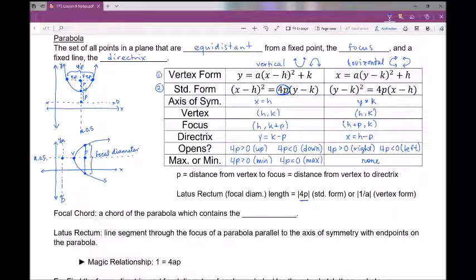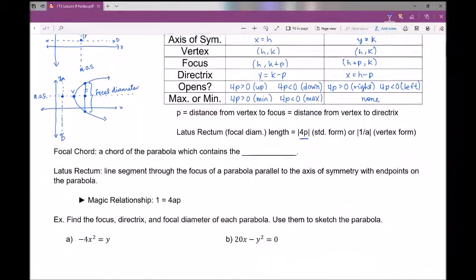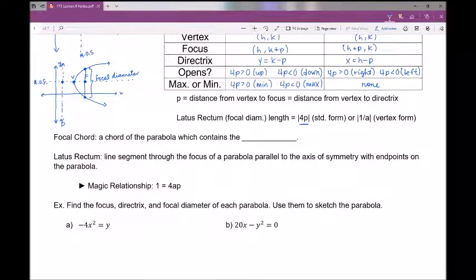Okay, now going along the idea of a latus rectum or a focal diameter, we have this idea of a focal chord, which is basically a line that cuts through the parabola, which contains the focus. So the focal diameter is an example of a specific focal chord that we use a lot. Okay? Now, I guess we'll formally define a latus rectum. So it's the line segment through the focus of a parabola parallel to the axis of symmetry with endpoints on the parabola. Sorry about this.